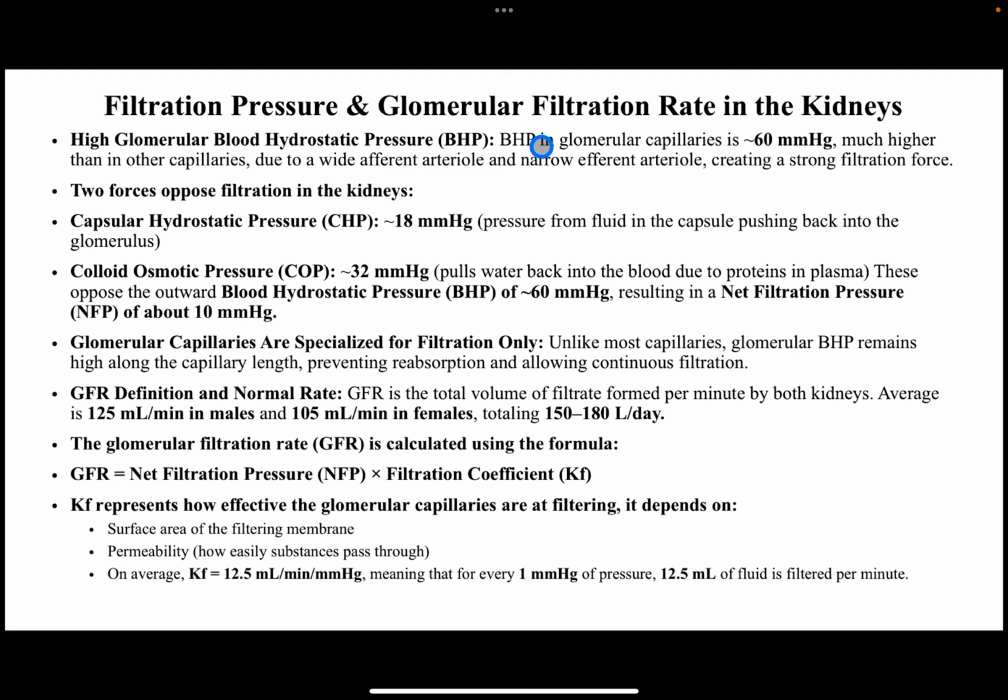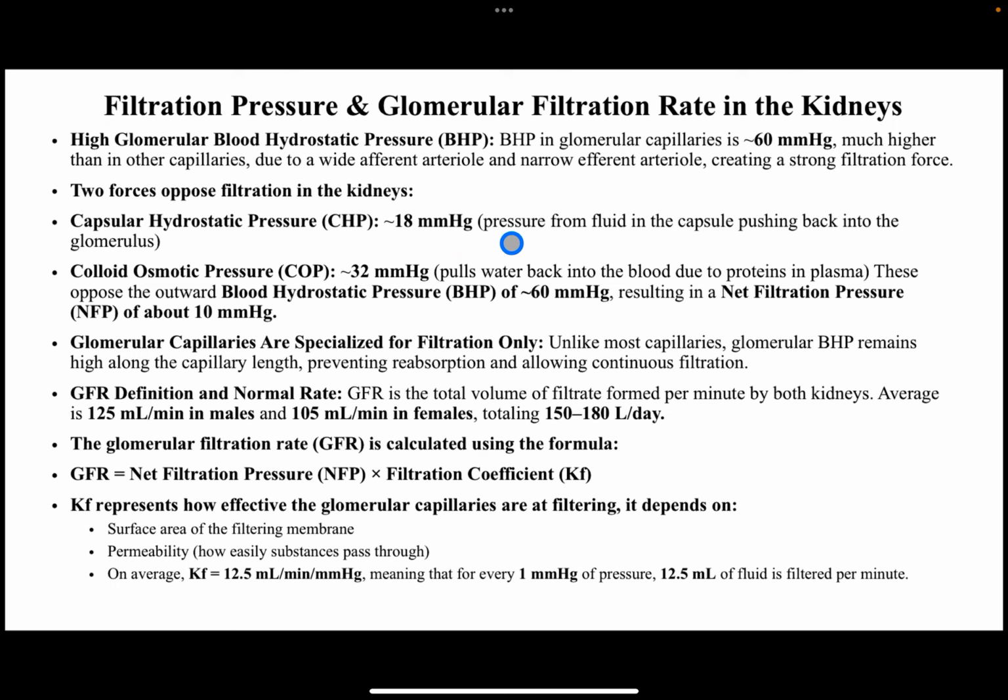Okay, good. So the blood hydrostatic pressure in the glomerular capillaries is usually about 60 millimeters of mercury. In some literature, they will say it's about 55 millimeters of mercury, which is much higher than the pressure in other capillaries. This pressure is very high because of the nature of the afferent arteriole. The afferent arteriole is very wide, and that is what makes this pressure very high. Then we have two other pressures. We have the capsular hydrostatic pressure, which is usually between 15 and 18 millimeters of mercury.